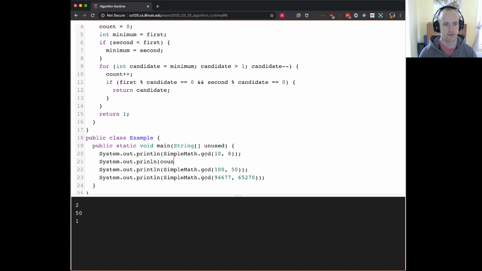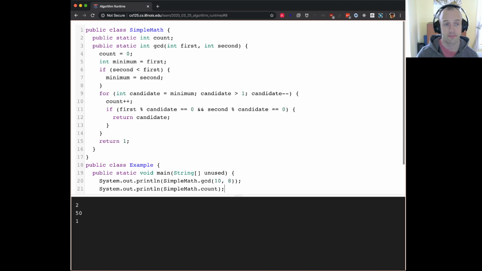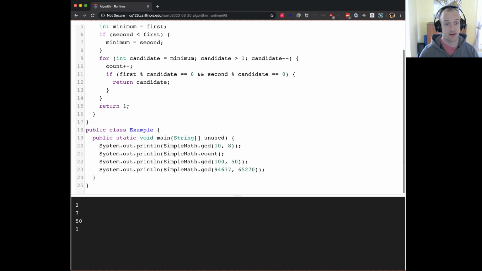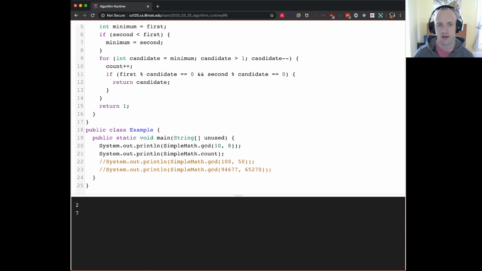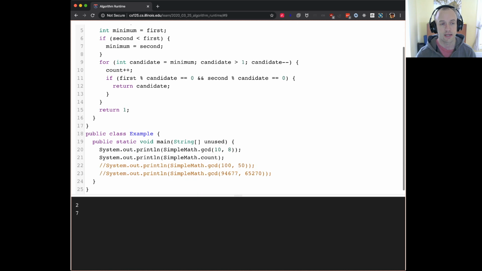and again, this is one of the maybe few cases where I'm actually going to use a static variable, right? This actually gives me a chance to test out how long it takes that algorithm to run, right? So here, let me comment out these other calls to GCD. On line 20, the GCD of 10 and 8 was 2. My loop ran 7 times, right?